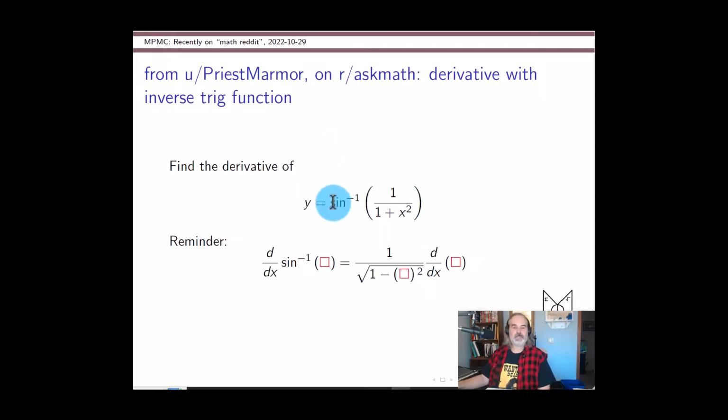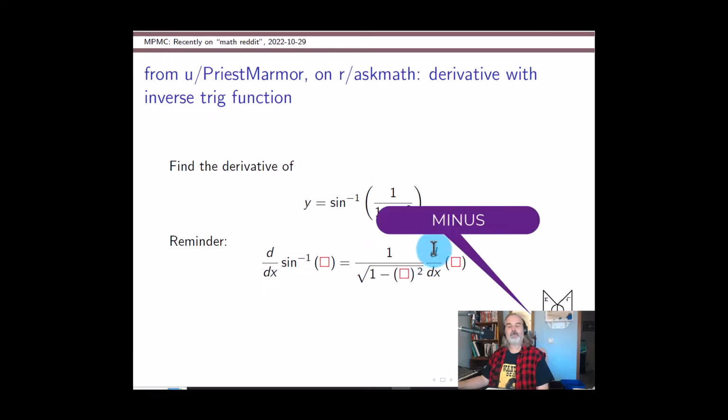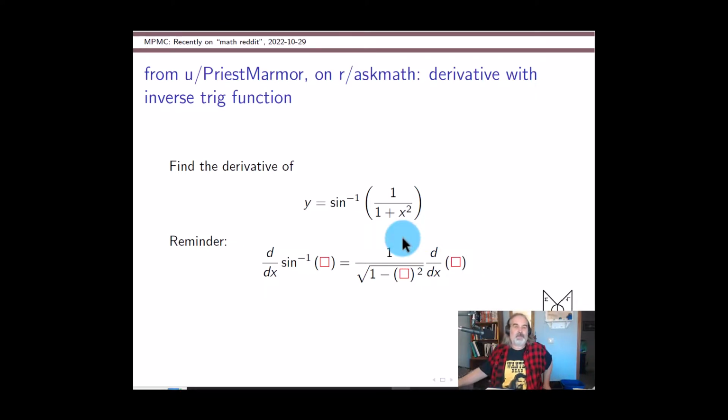Now, generally speaking, you may remember through formula and by the chain rule that the derivative of the inverse sine of something is going to be 1 over the square root of 1 minus that thing squared times the derivative of that inside function. Again, chain rule coupled with the basic definition of derivative of inverse sine of x.